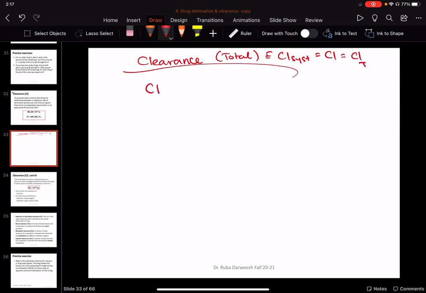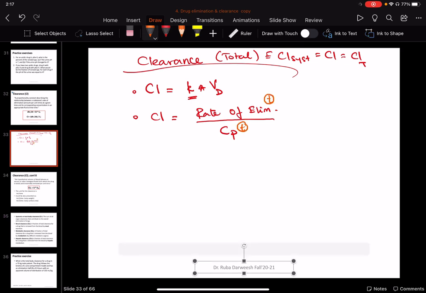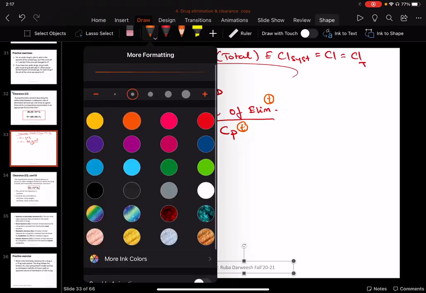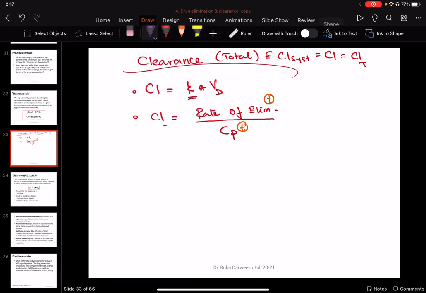Okay, we had so many equations that we can use according to whatever information you have available. One of them is K, the elimination rate constant, multiplied by volume of distribution. And we have clearance that is equal to rate of elimination over concentration in the plasma. And we mentioned that this should be at a certain time and this at a certain time. And because we are talking about total clearance, this would be the elimination rate.